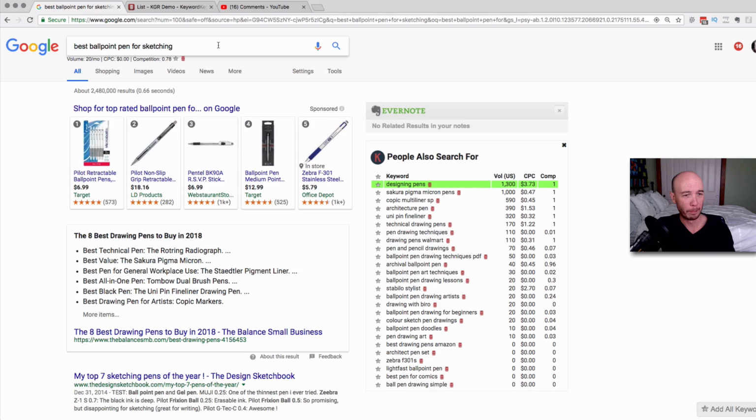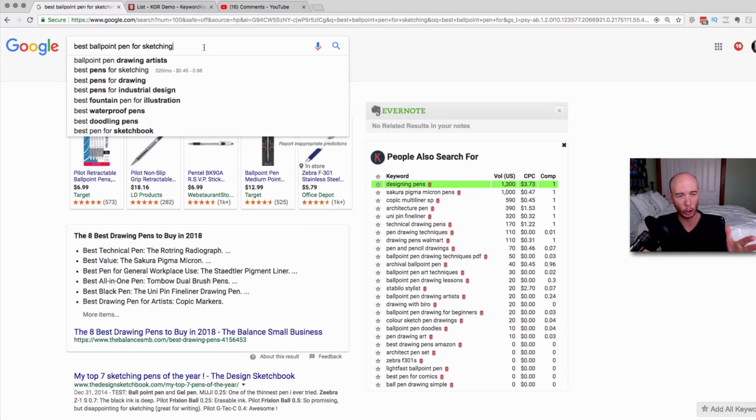Okay, so we have best ballpoint pen for sketching. We see the volume is 20, and that's great. So one thing I could do is put my cursor on the search bar again, and we see Google again is smarter than me, and I don't need to be original. We could just take the signs from Google. So best pens for sketching, for industrial design, for illustration, waterproof pens, doodling pens, all these things that I didn't think of, and I don't know anything about the topic, right? I don't know anything about art or anything, right? So I'm just clumsily fumbling around and finding all these keywords that are probably pretty damn good, right? And the exercise in this video is not to actually calculate it.